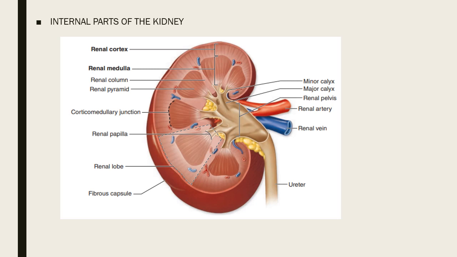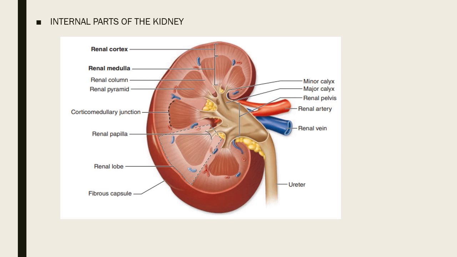Of course, you already know that the kidney is a paired organ, and it is bean-shaped. With this, you have the internal parts of your kidney: your renal cortex, your renal medulla, and under that you have your renal column and then your renal pyramid, your renal papilla, and your renal lobe. Then you have your fibrous capsule that encloses your kidney.